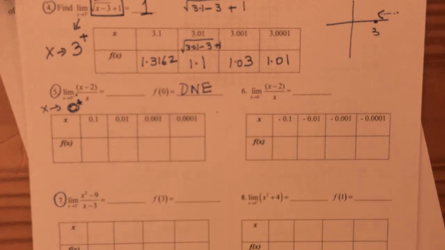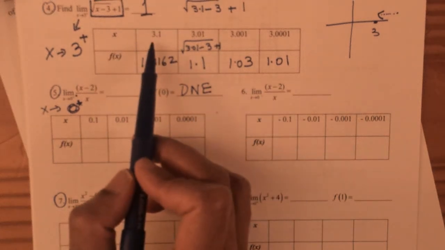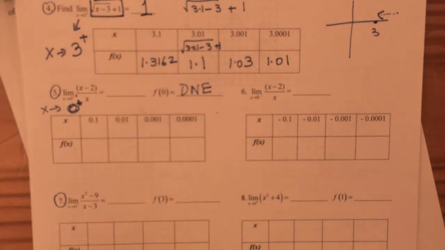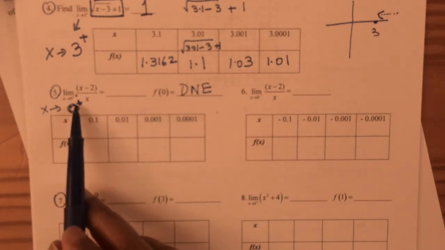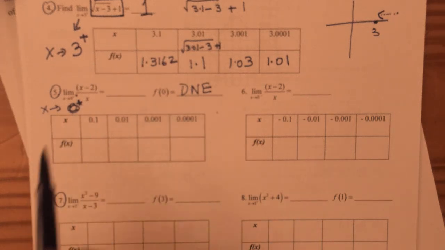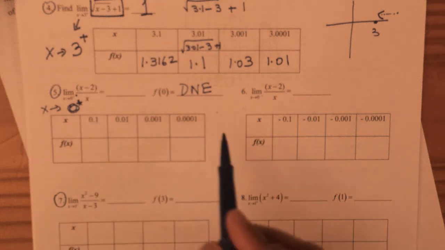It's undefined. Same thing for this. When x equals 3, 3 minus 3 is 0, square root of 0. So that's not what we're looking at, right? We're looking at it as it's approaching 0. So what are you going to do? And you're approaching 0 from which side?